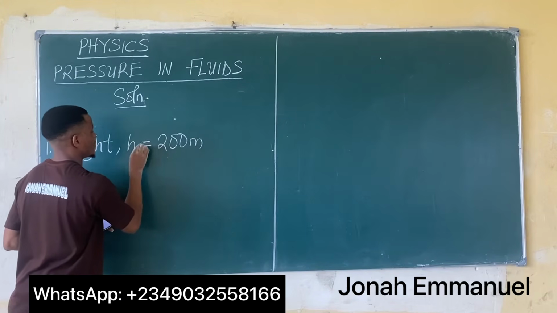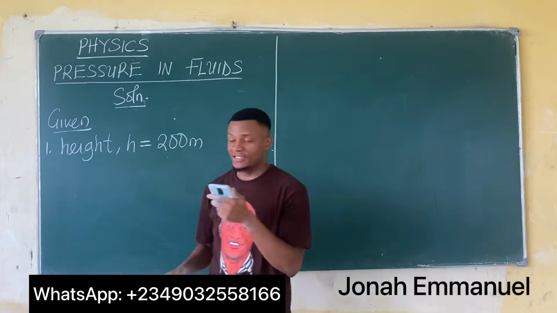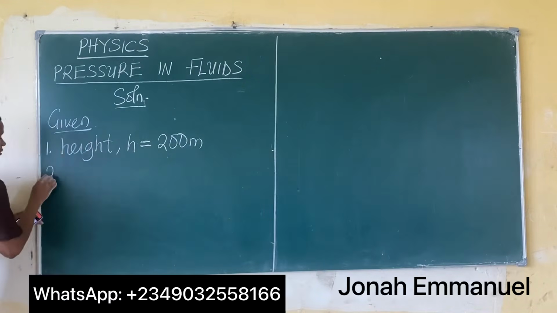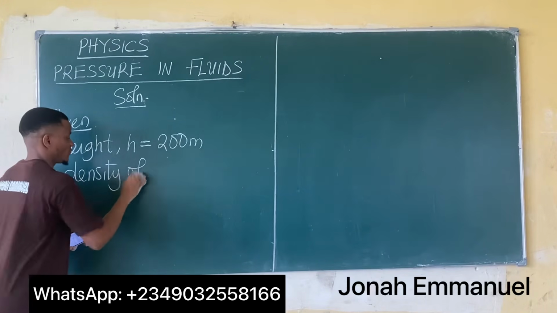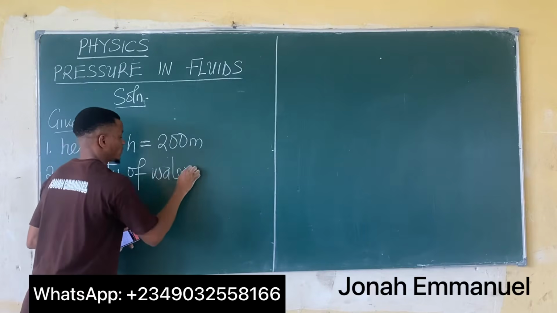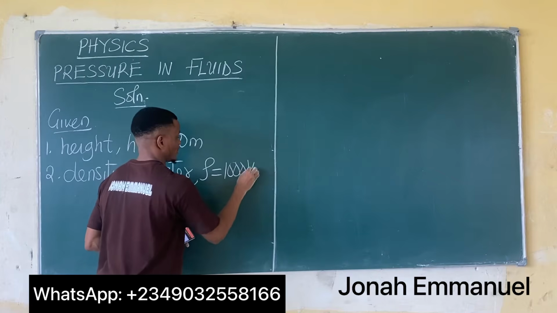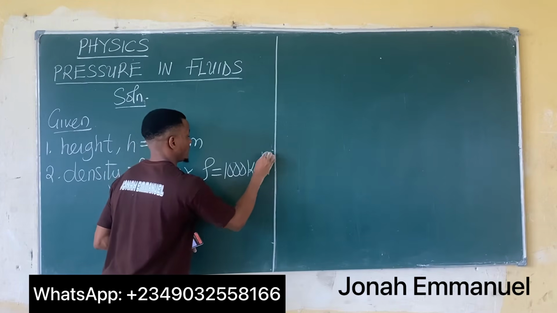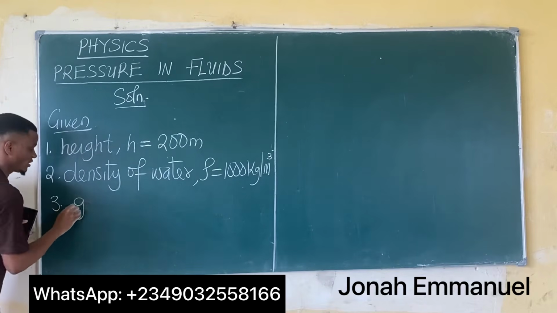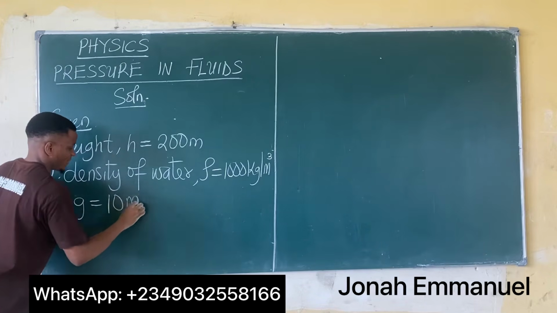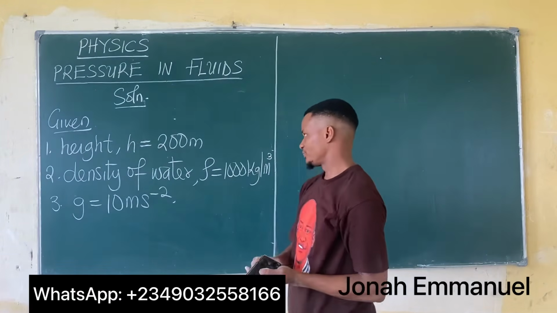What they have said, if the density of water is 1,000, number 2, density of water, so I'm taking rho as 1,000 kilogram per meter cube, and they said gravity G as being 10 meters per second squared. So you have to find the pressure.